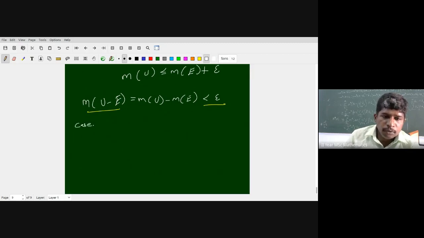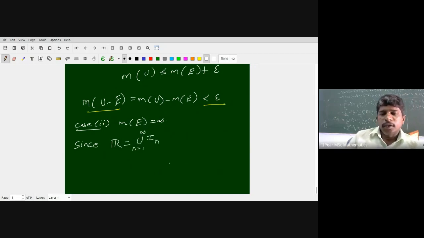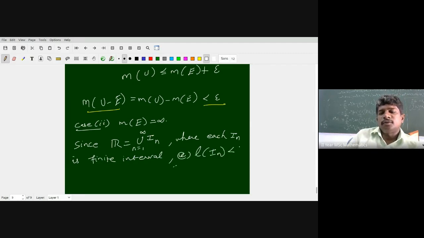Case 2, suppose M of E is infinity. Then it can be written as a countable union of sets of finite measure, since R can be written as a union of intervals I_n, where each I_n is a finite interval. That means its length is finite for all n.